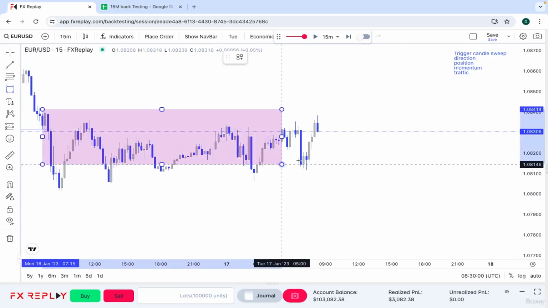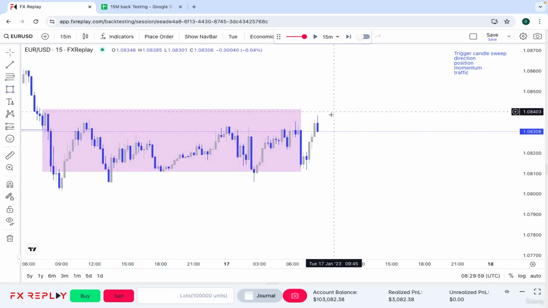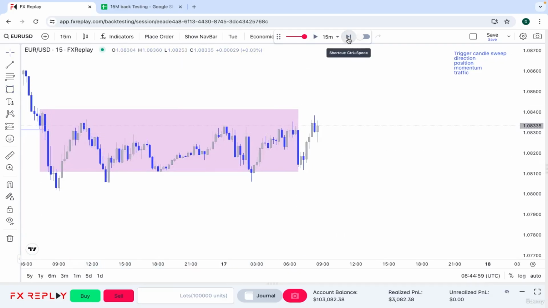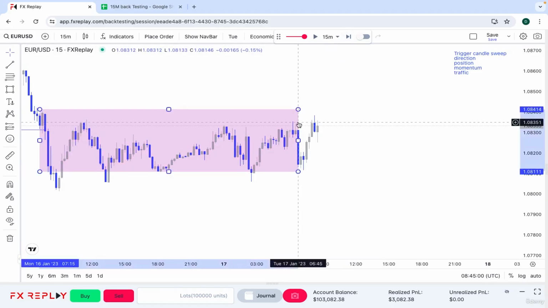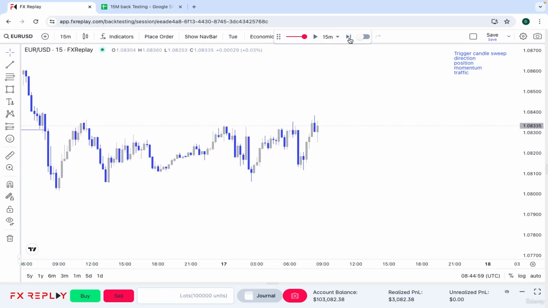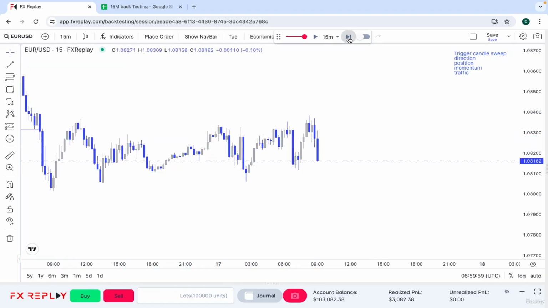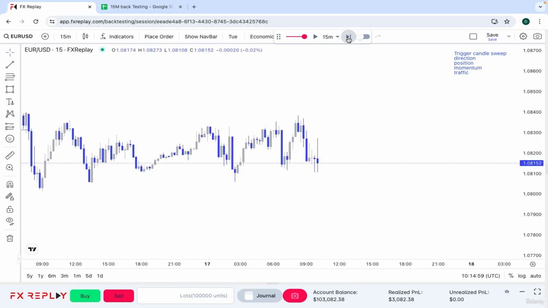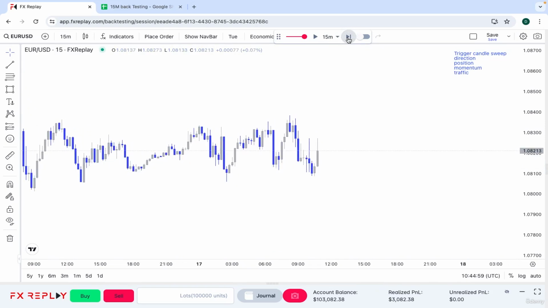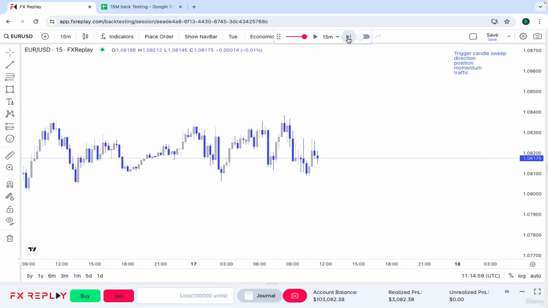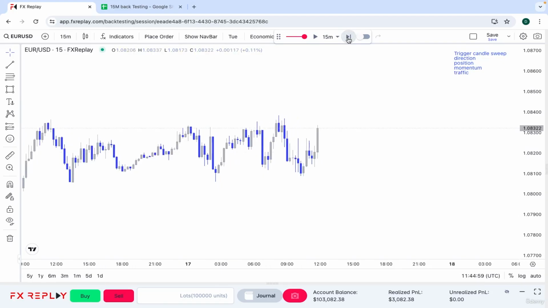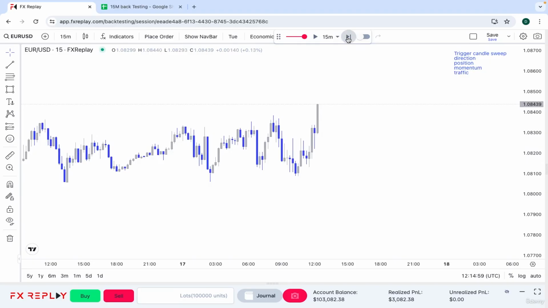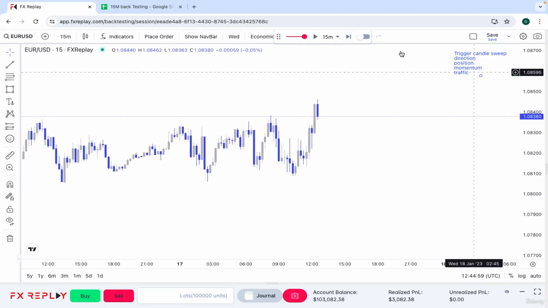Look here. That might have been nice if we had a better close, but it wasn't. When you get the good setups, you'll see them and you'll just know them straight away because you'll tick every single box.